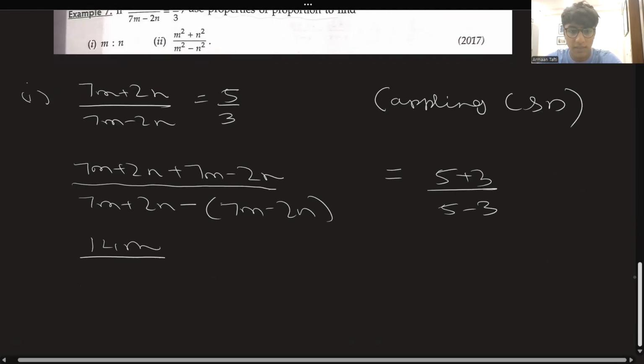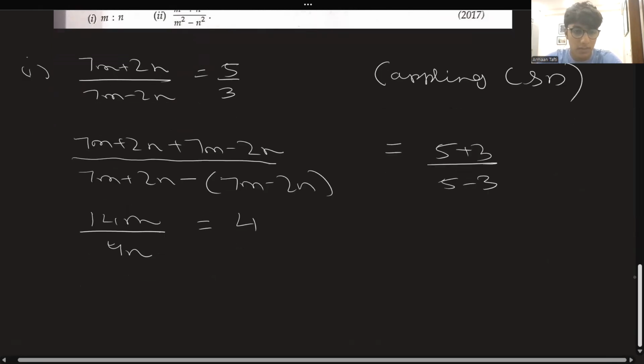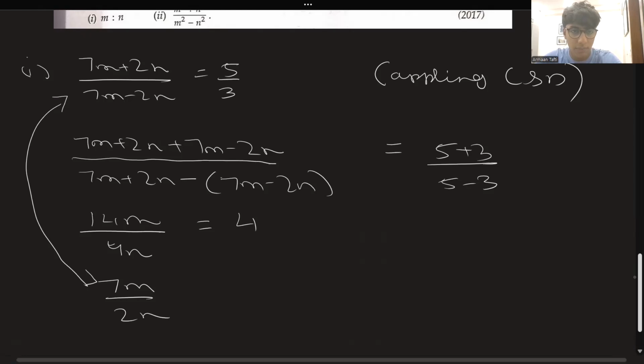7m minus 7m cancels, and 2n plus 2n becomes 4n. On the other side, we get 8 over 2, which is 4, right? And now divide this part of it by 2, so you get 7m by 2n. See the relation here? If you're ever running short of time, 7m plus 2n, 7m minus 2n, you can just directly write it as 7m by 2n. Okay, so just showing you that.